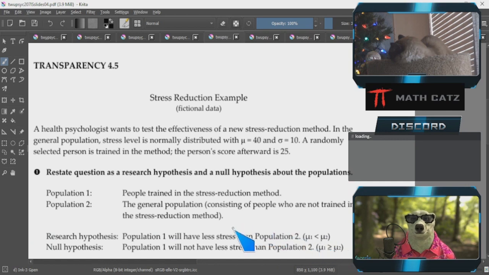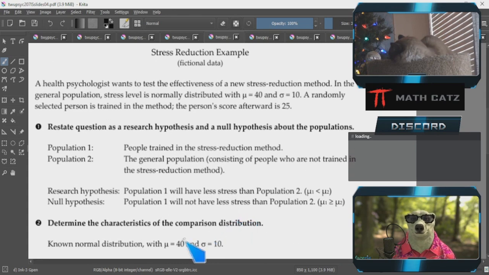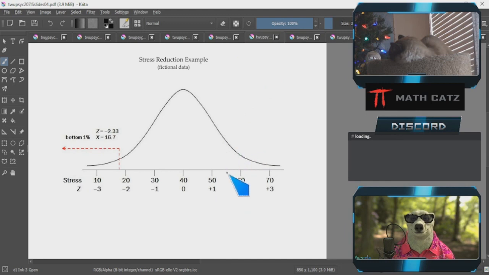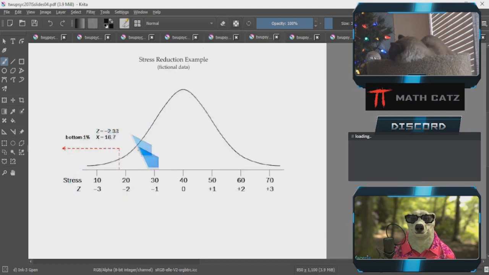All right, so let's see what our comparison distribution is. Normal distribution, mu 40, sigma 10. Let's visualize that tab. In this case, however, we expect or want to investigate the less than. So the score, we're trying to investigate if the scores are lower by way of this training method. So we are working with the left tail in this case.